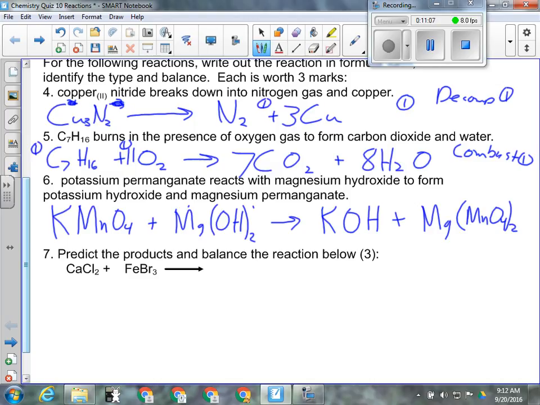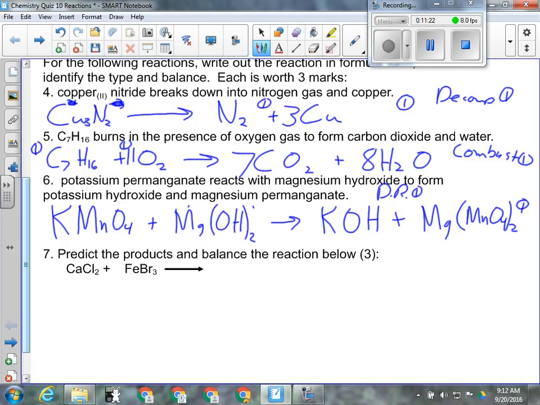Yeah? Good. Okay. What kind of reaction is that since everything's ionic? Double replacement. Okay, 1 mark for double replacements. All right, and then we got to balance this thing.